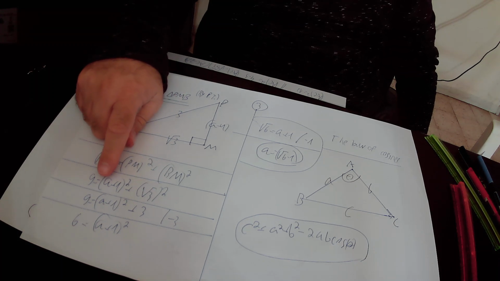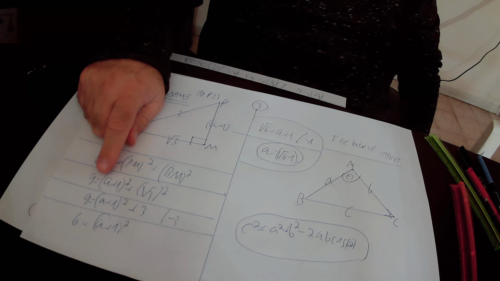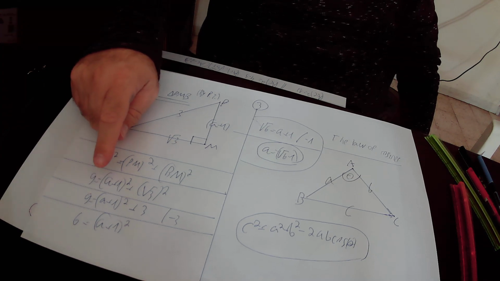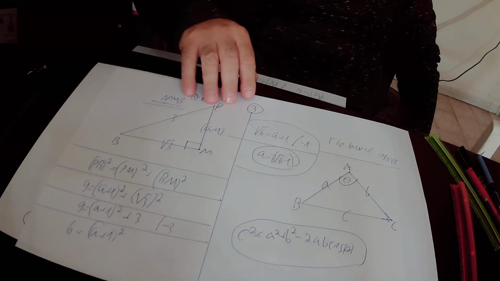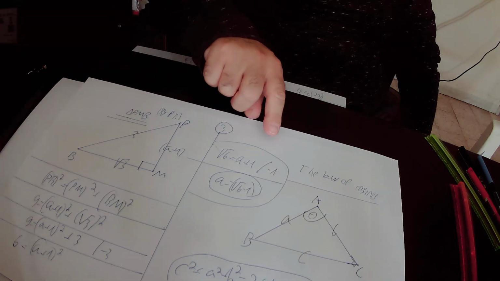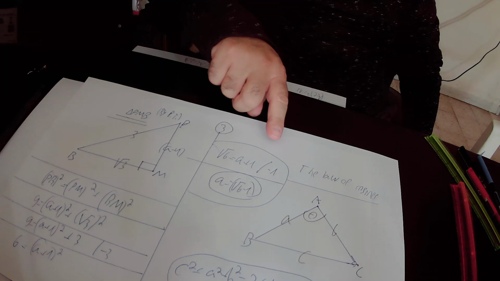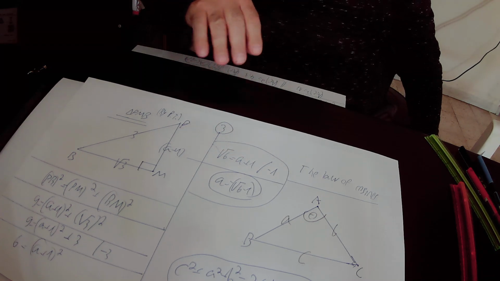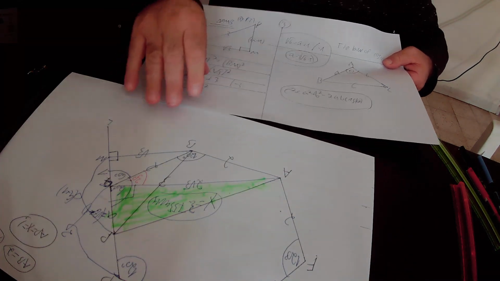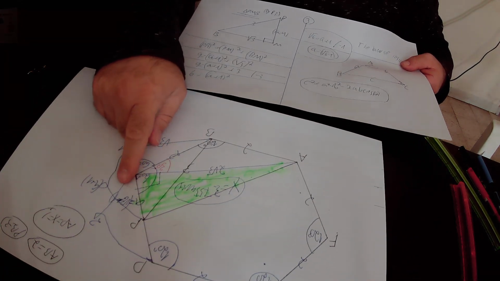Here we subtracted 3 from this equation. We found out that 9 minus 3 is 6, so 6 equals (A plus 1) squared. Here we took the square root of this equation. We found out that the square root of 6 equals A plus 1. Here we subtracted 1 from this equation. We found out that A equals the square root of 6 minus 1 units. So here we can write down on the original drawing that A equals the square root of 6 minus 1 units.